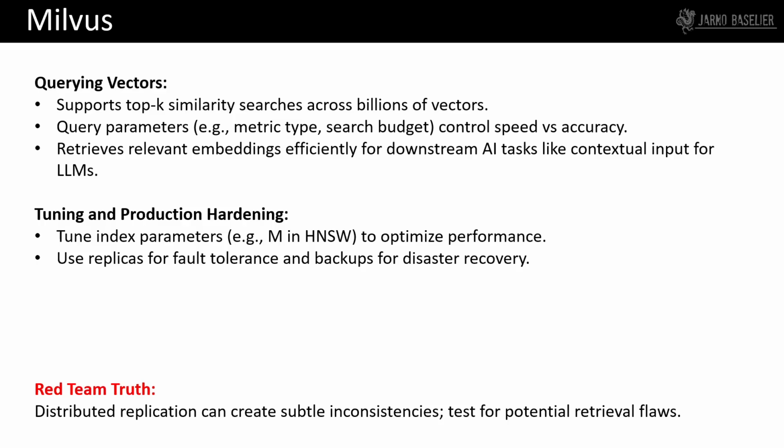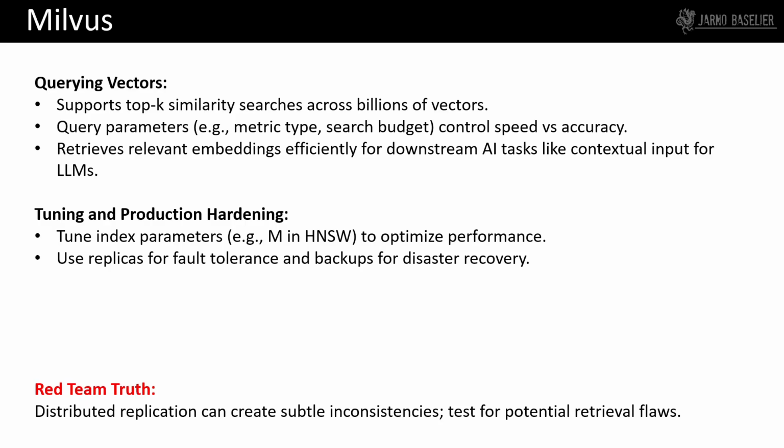Querying vectors. This again supports top-k similarity searches across billions of vectors. Query parameters like metric type and search budget control speed versus accuracy, and it retrieves relevant embeddings efficiently for downstream AI tasks like contextual input for LLMs.